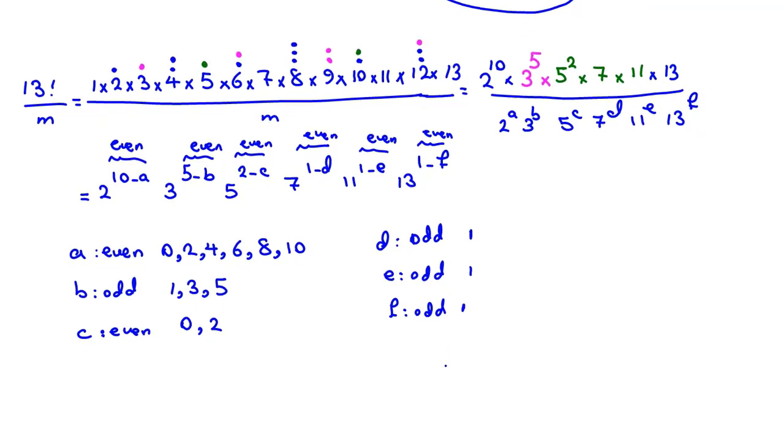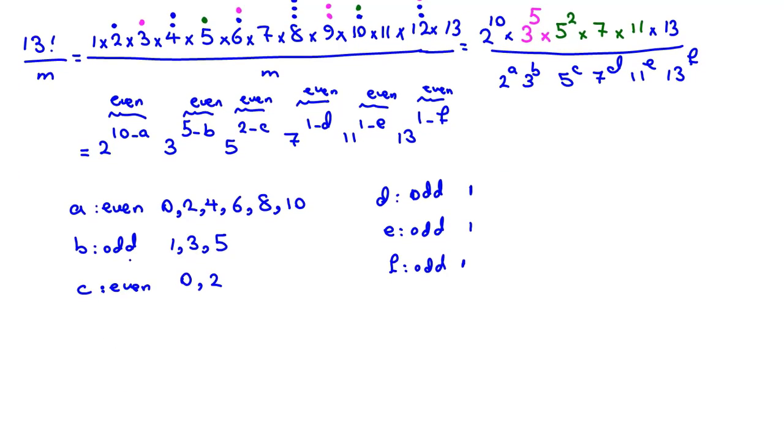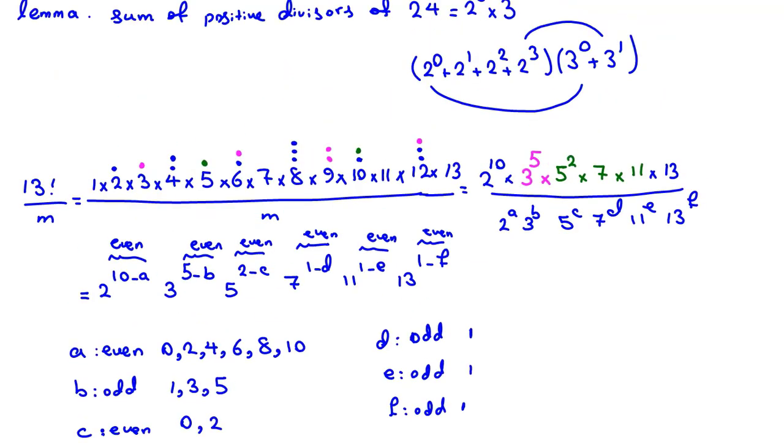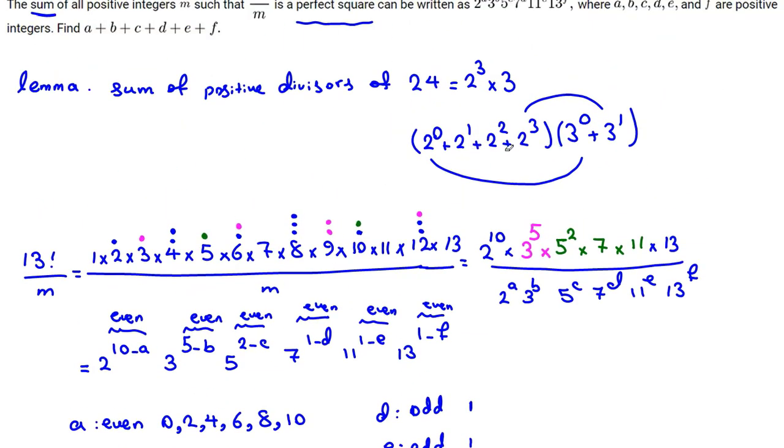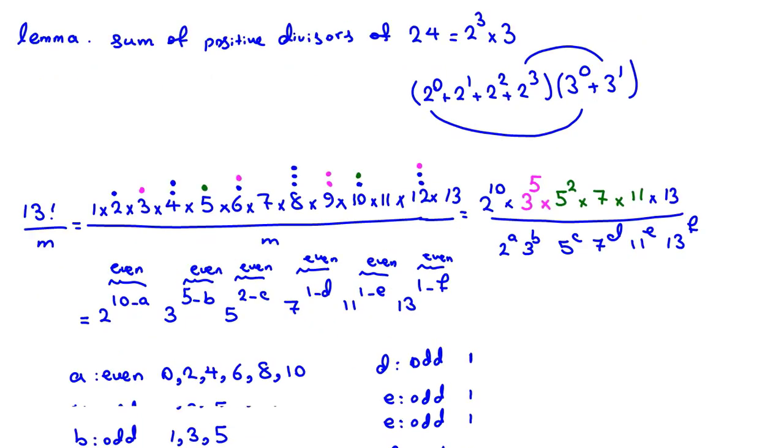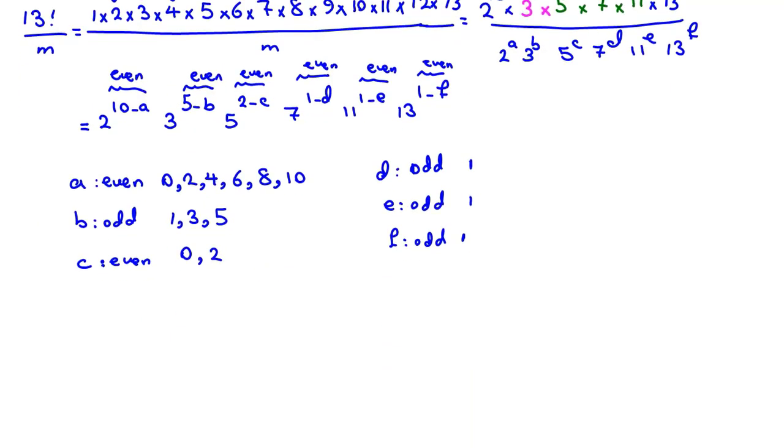And it says calculate all things like this. Because the power of 2, the sum of them, we should use exactly the thing in the solution. I said sum of positive divisors equal to what? Here we should do the same thing. We say, okay, A is the power of 2.